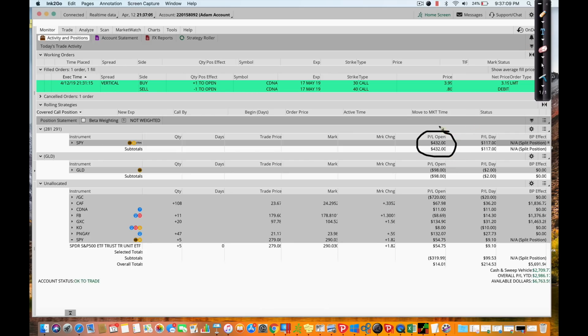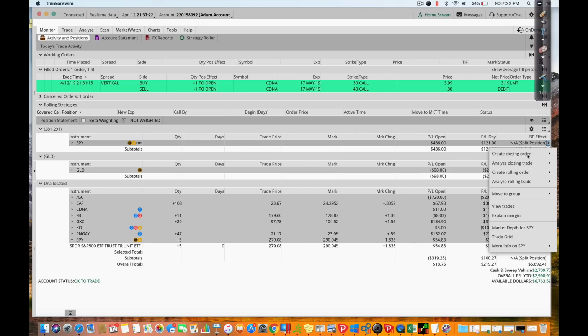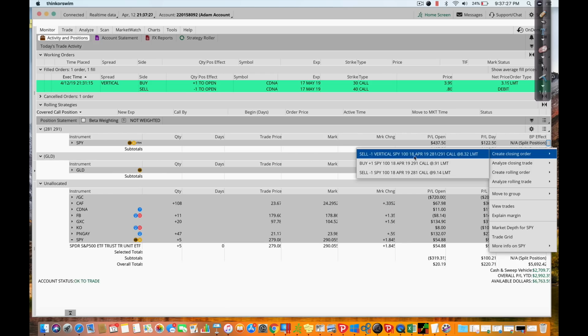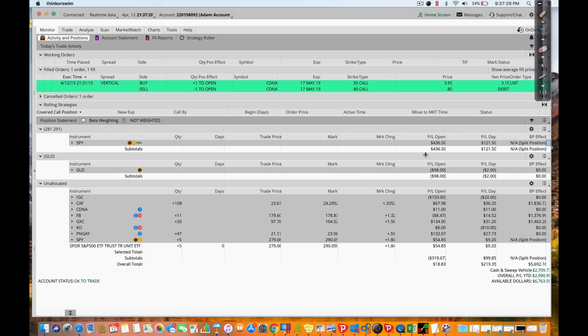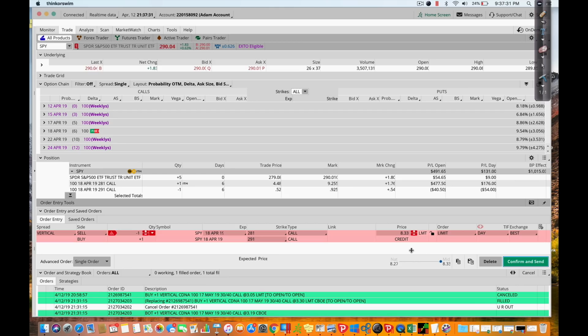Okay, so I'm going to sell it together. So in other words, I'm going to sell the long call and buy the short call to close the trade at 437. You can see as the market is opening, it keeps changing. So I'm just going to sell that. Create a closing order, and sell the vertical 281,291. Okay, so confirm and send in.